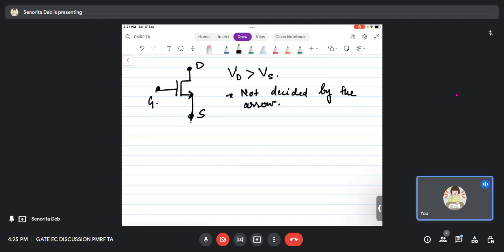So you have to be careful that VD is always greater than VS. But normally when we write the symbol and we are not applying any voltage, we are just showing it. This is how we take the arrow to be source, okay. And we saw how its characteristic was coming up like this, right?